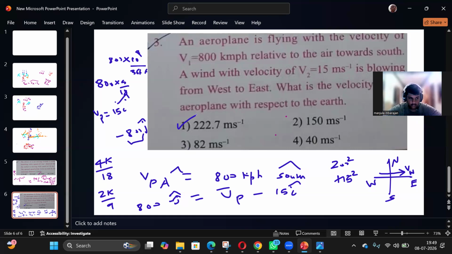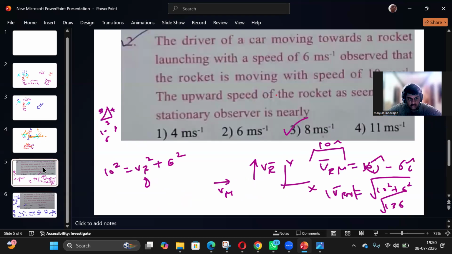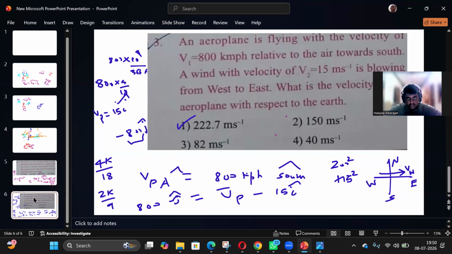So check the answer. Is it correct? Yes, it is correct. The answer is 222.7. So to understand what they are given in the question, maybe they are given the relative velocity. If they are given the relative velocity, then it becomes complicated.